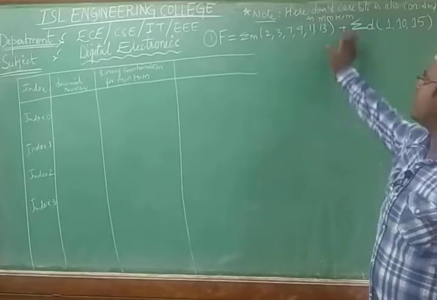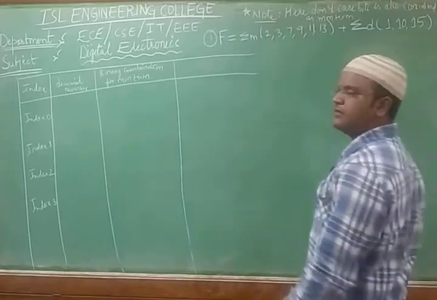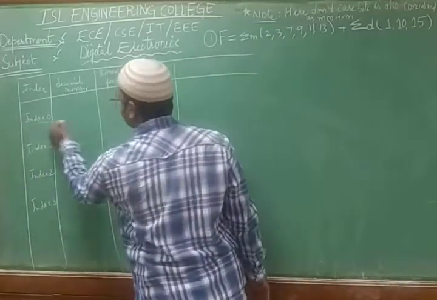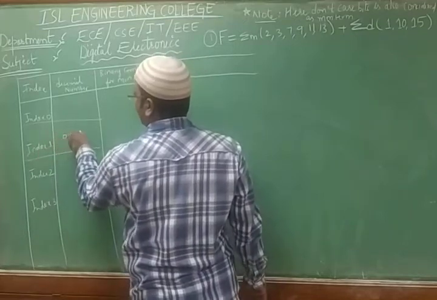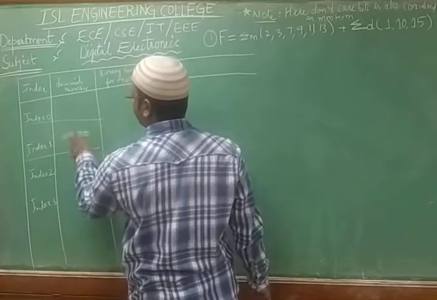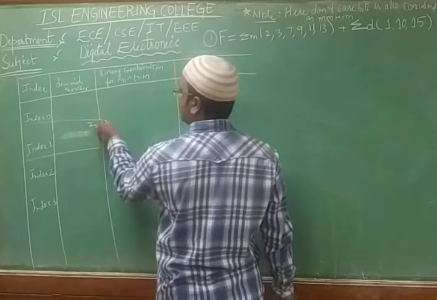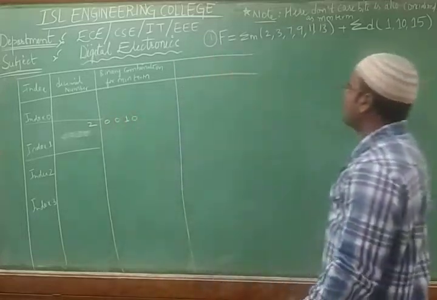Now we just want to write. First you see 2. What is the binary combination of 2? It is 0, 0, 1, 0. This is the decimal value, so I'll write 2 here first, segregating that one. So 2 is nothing but 0, 0, 1, 0. That 2 is done. Next I have 3.